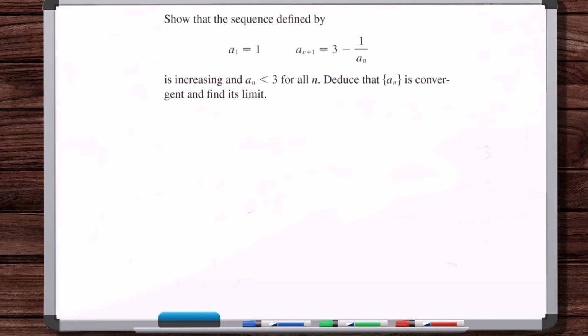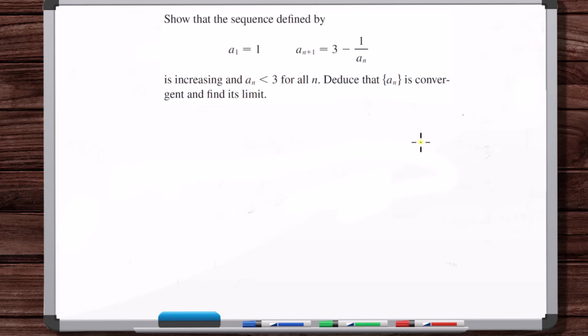In the previous video, we worked example problems where we found limits of sequences where we were given the formula for the nth term, a function of n. But there's also the case where you could have a recursive formula. So how do you analyze a sequence from a limit standpoint if you have a recursive formula? Show that the sequence defined by this recursive formula is increasing and a sub n is less than 3 for all n. Deduce that the sequence is convergent and find its limit.